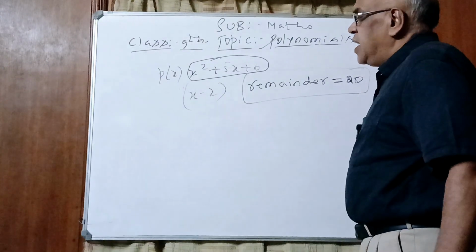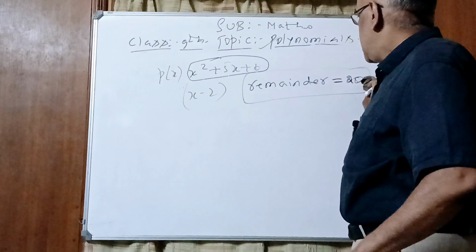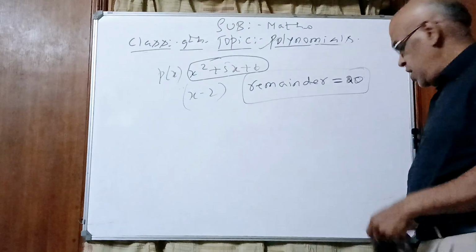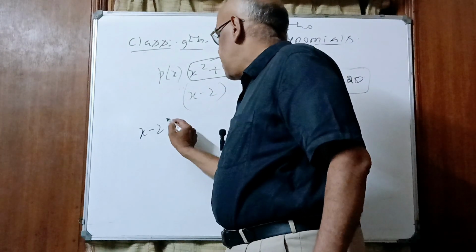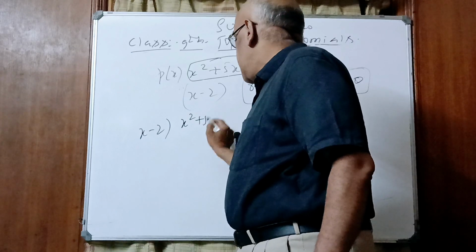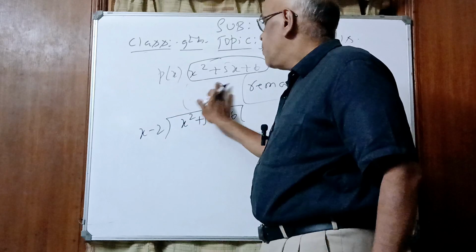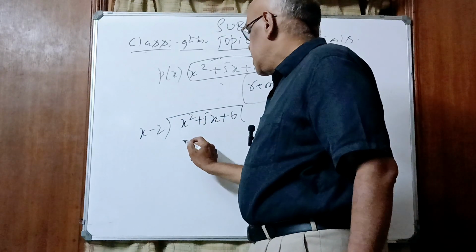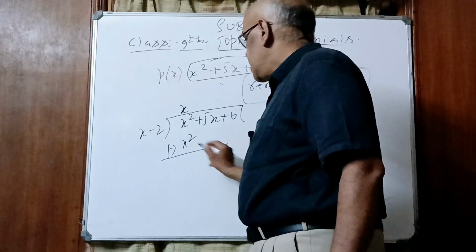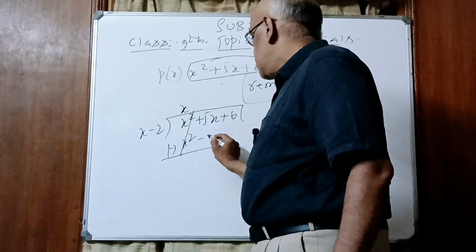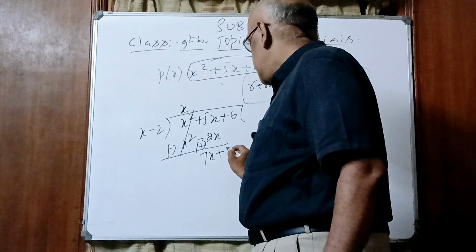If x minus 2 divides x square plus 5x plus 6 and the remainder is 0, then x minus 2 will be the factor. Again, I show you here, children, please observe it. Divide it by x minus 2. What will you get? x square plus 5x plus 6. Now, when you divide by x minus 2, multiply by x into x square. Subtract it, gone. x into minus 2, minus 2x. This becomes plus 7x plus 6.